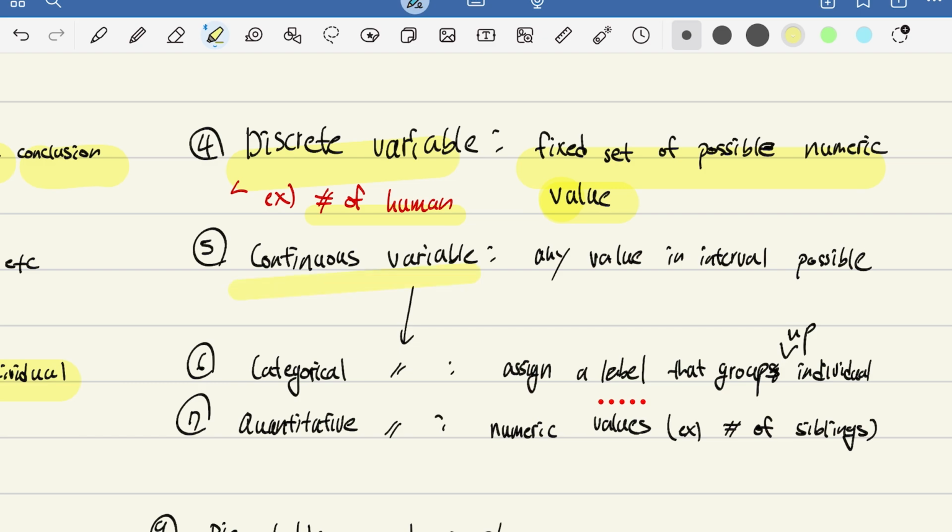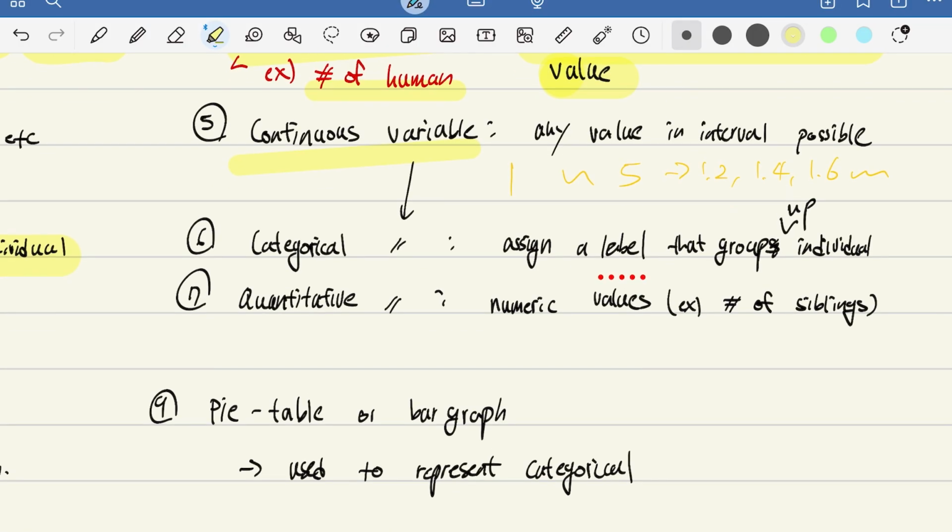The second variable is the continuous variable. A continuous variable is any value in an interval being possible. This means that when there's an interval, something like 1 to 5, then 1.2, 1.4, 1.6, everything is possible. And usually the biggest example for this would be temperature, like Fahrenheit, because for Fahrenheit we can measure 69.4 Fahrenheit, 69.8 Fahrenheit, and many other values.